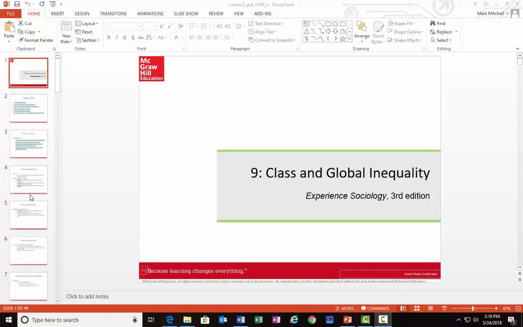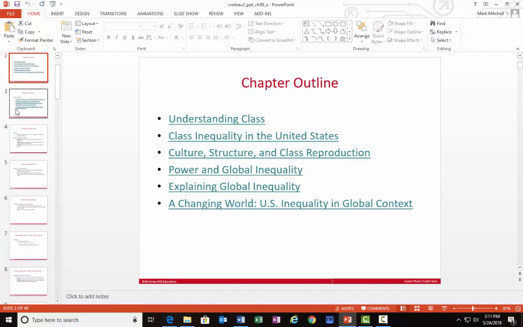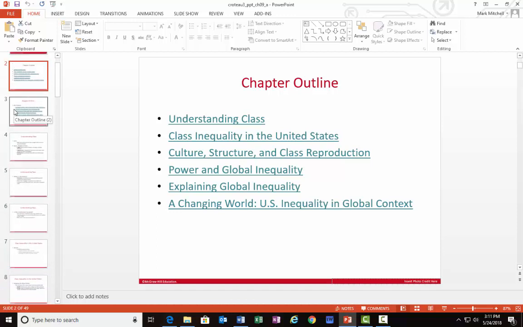We're going to be looking at chapter 9, which is on class and global inequality. In our textbook today, I've got the PowerPoint slides, and of course, you probably are reading along with the e-text, and that's a great idea. But today we're going to cover a whole lot of topics, including what you see on this next slide, an introduction to the chapter, and then we'll see more about inequality and its various forms in the United States.